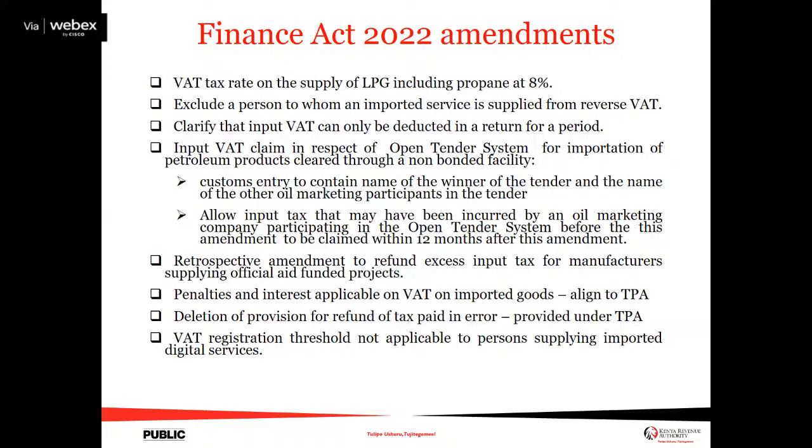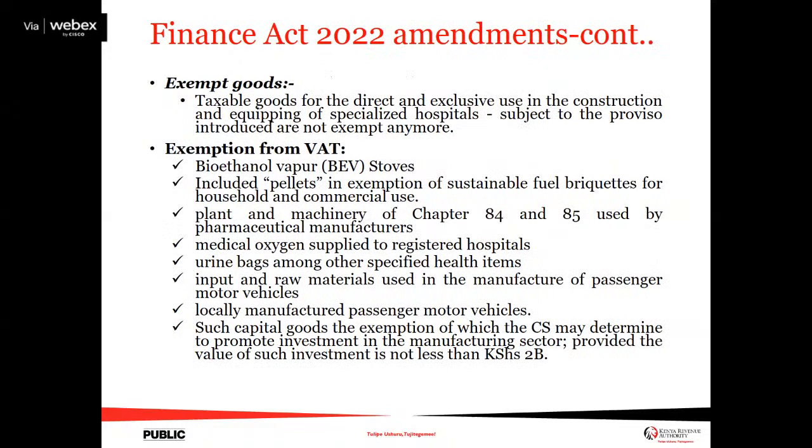The other additional thing is that the VAT registration threshold, the 5 million threshold, is not applicable to persons supplying imported digital service. So any person supplying imported digital service, again, is expected to be registered for VAT and account for the same. There are also amendments around the exempt goods. Taxable goods for the direct and exclusive use in the construction of and equipping of specialized hospital, which is subject to the provision introduced, are not exempt anymore.